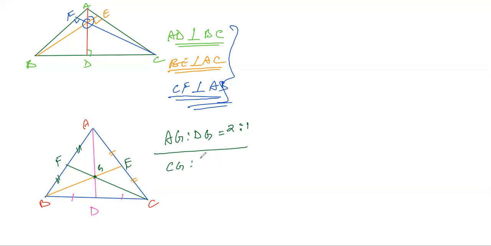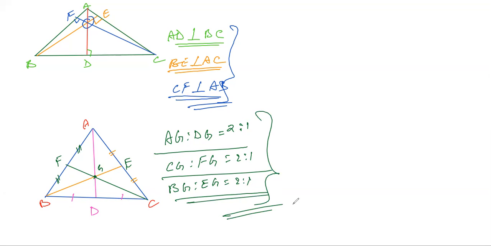In the similar way, it is not only for AG, it can be for CG with FG, that is also going to be 2:1. In the same way, if I go for BG along with EG, that is also going to be 2:1. So this is one of the properties which we need to remember, which will be helpful for us.